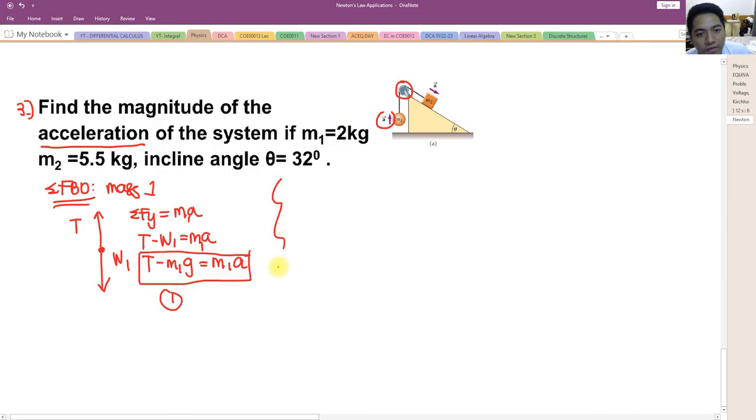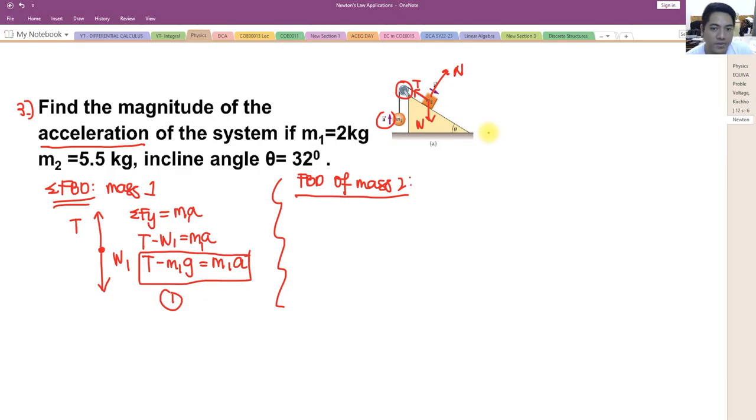Okay? So how about the FBD of mass 2, or the second object? For the FBD of m2, we have the weight, we have the tension along x, and we have the normal force here. And there is no friction involved, so it's much better. So if you draw the free body diagram, that would be the weight of mass 2, the box 2, this will be the normal force, and this will be the tension.